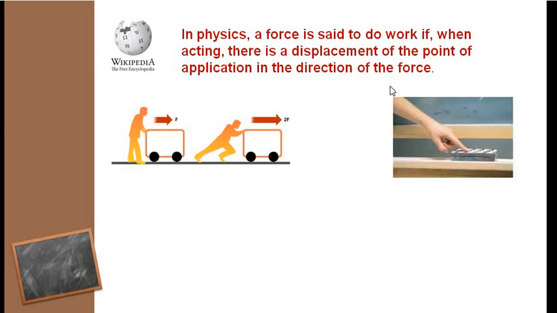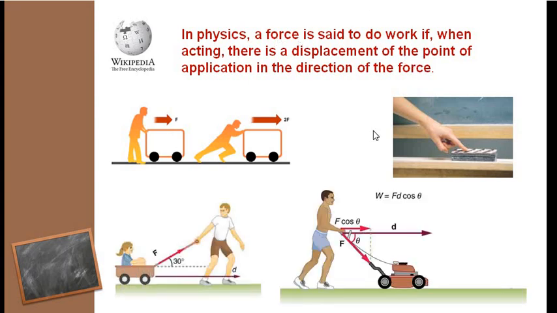So let's look at another example. We have here an eraser, and we apply an external force by hand on this eraser. If the magnitude of our force is large enough, then the eraser will move along this tray. And again, the point of application of the force is here on the eraser. If the eraser moved from one position to another, then there is displacement of the point of application of the force, and in this case, we can say that work is done. And the same thing for the third and the fourth example.